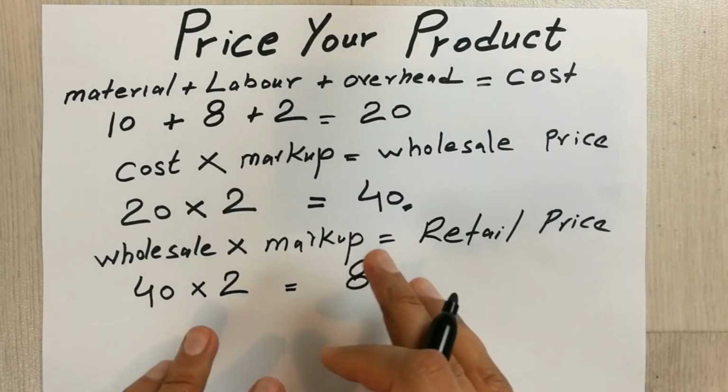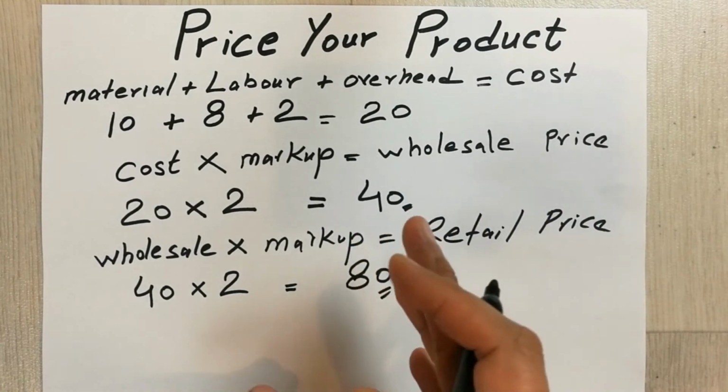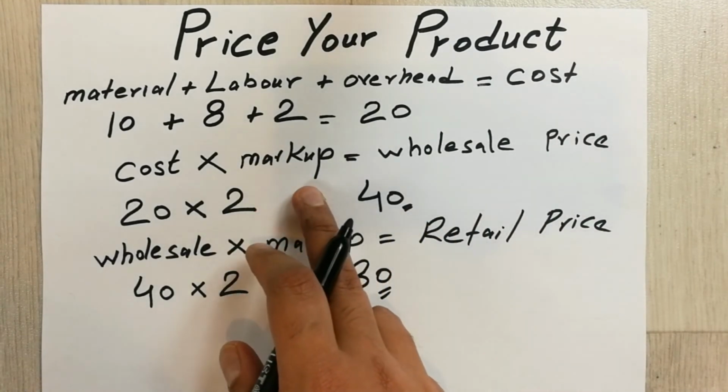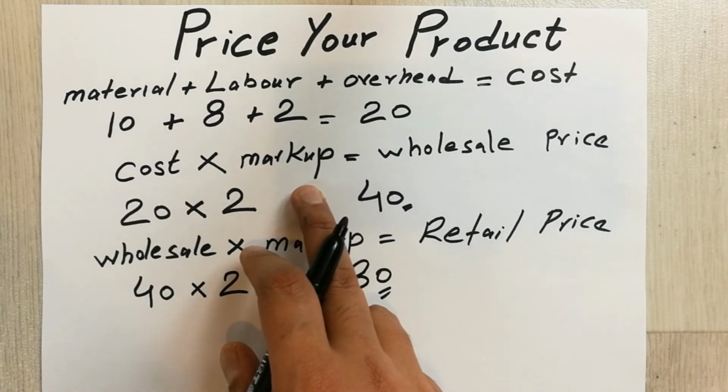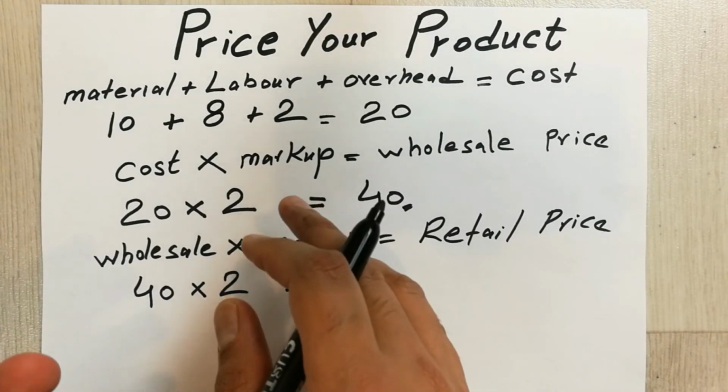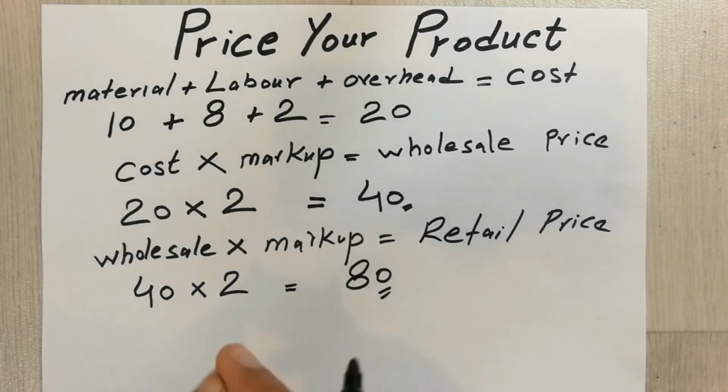If you want to know about the markup, I already made a video about how to find out the markup. What is markup? Markup is basically a profit margin. Most of the time it is between 2 to 2.5, or sometimes it is more, it depends. So this is how you can calculate your retail price.